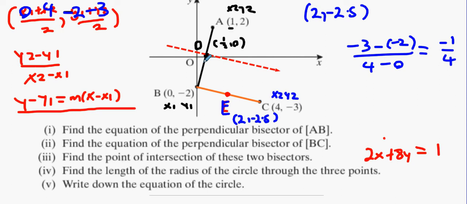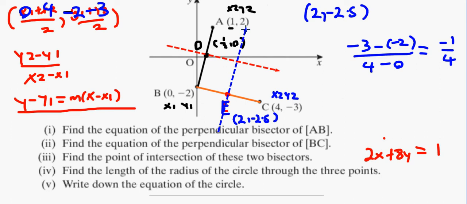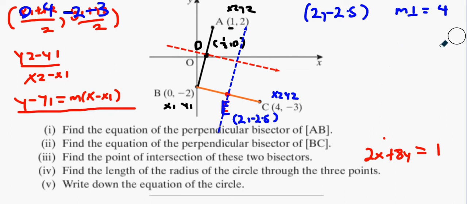That's okay. So what's the perpendicular slope for the, we'll call it the blue line? The blue line is going to be 4. So the dotted blue line has a slope of 4. Okay. Next thing I have to do is find out the equation of the blue line.